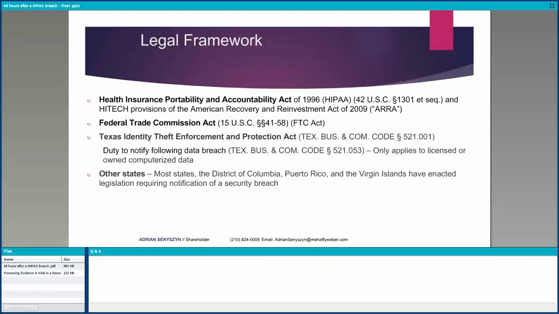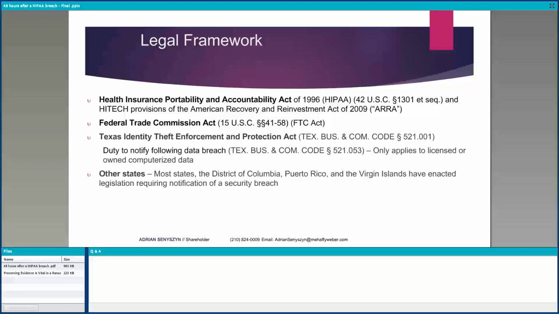There's also the Texas Identity Theft Enforcement and Protection Act, and this is a Texas statute that applies to computerized data that's in your possession, and it would require you to notify patients or individuals whose sensitive information is in your possession that was impacted by some sort of ransomware or other virus or some kind of breach. It follows very closely with the reporting requirements under HIPAA. So if you are meeting your breach reporting requirements under HIPAA, you're meeting your Identity Theft Enforcement Protection Act obligations as well.